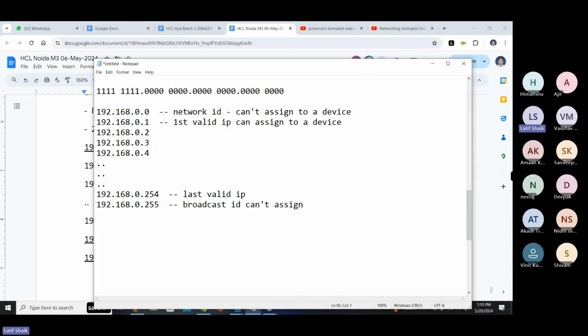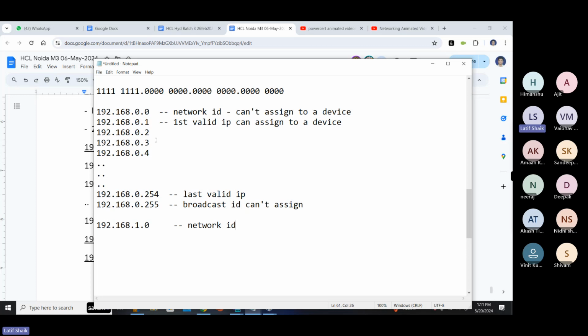So what is the next number after this one? Naturally, this is the next number, right? After 255 is completed, comes 1.0. See, it is a different network. This is another network ID. It is not part of this network.